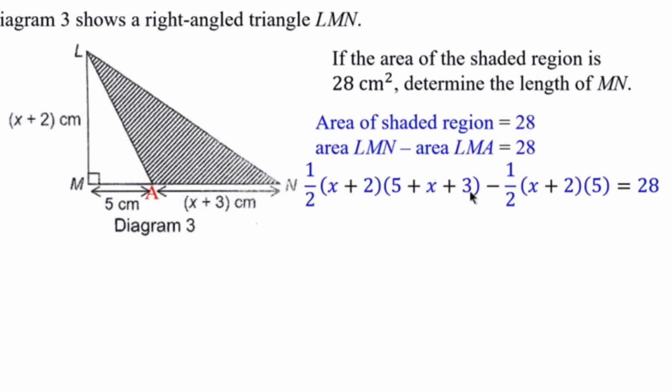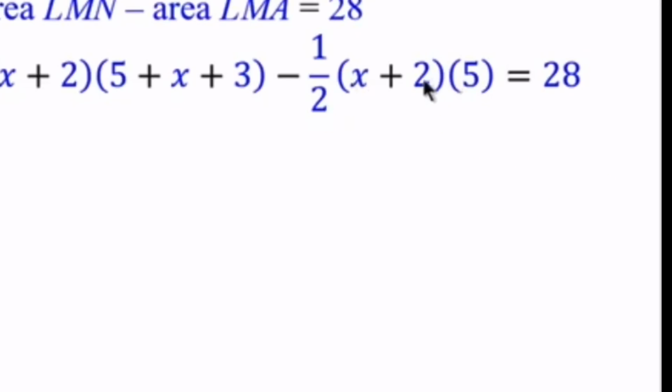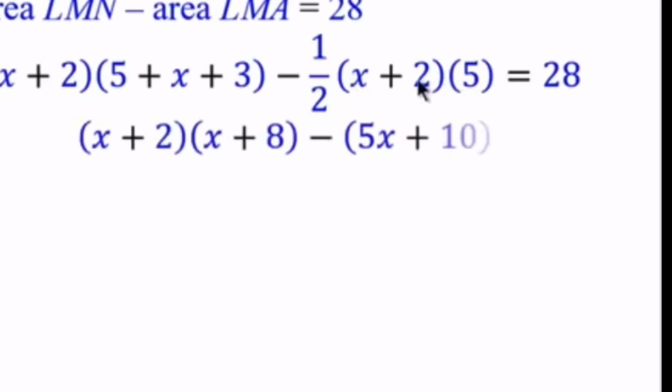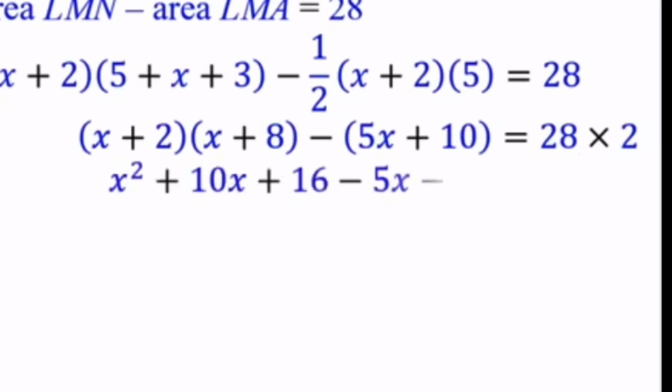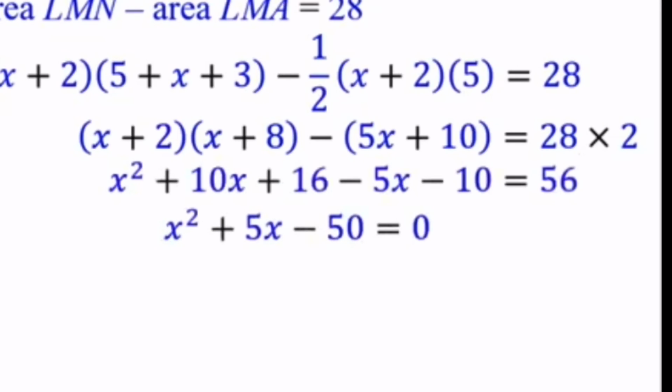Okay, and you see the mn is actually 5 plus x plus 3. So now we will simplify the algebra. I will do expansion. So x plus 2, 5 plus 3 is x, so x plus 8 minus 5x plus 10 equal to 28 times 2. I have to times 2 because there is a half there.